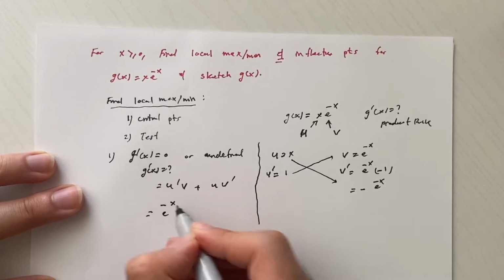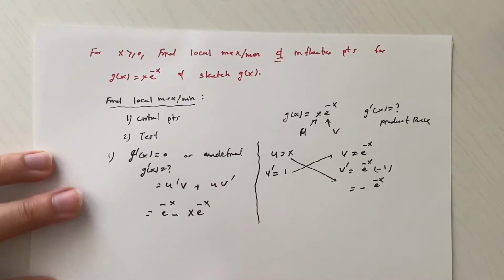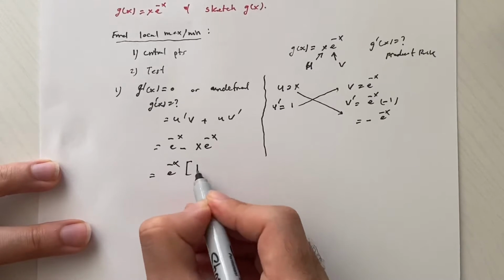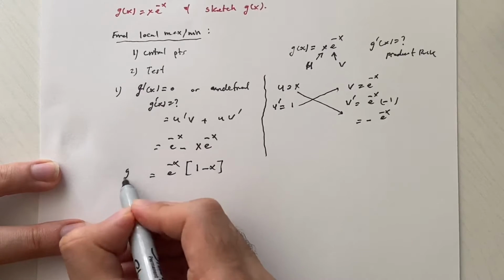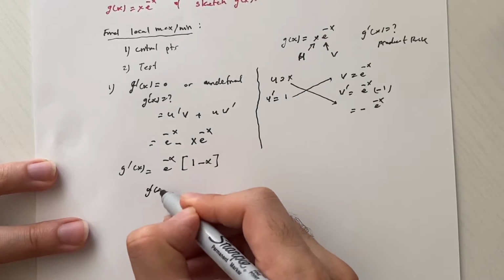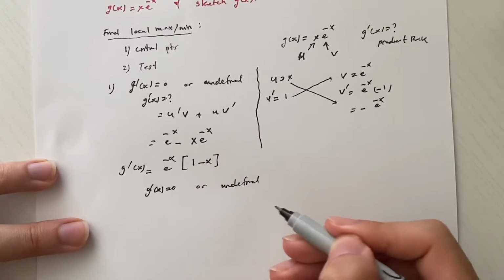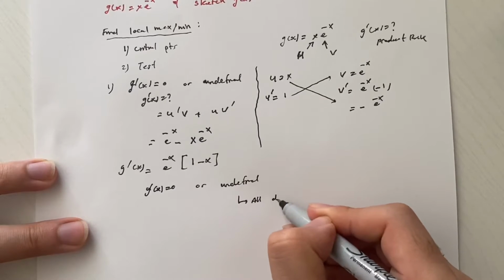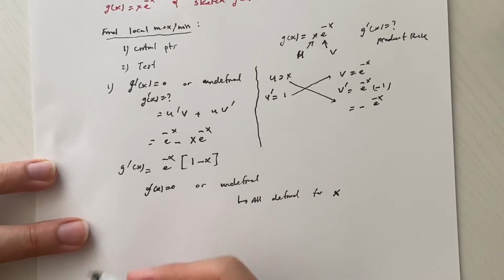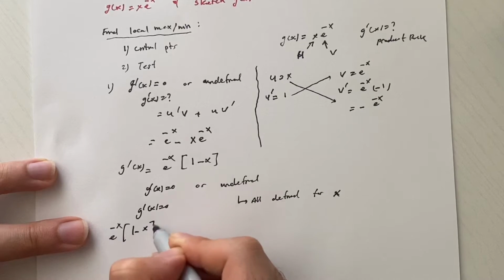So 1 multiplied by e to the negative x, and then plus negative x e to the negative x. Now we can factor out e to the negative x, and that's our derivative. Now let's find the critical point. It's where the first derivative is equal to 0 or undefined. First, for undefined, the first derivative is defined for all values of x. So we will just use where the first derivative is equal to 0.